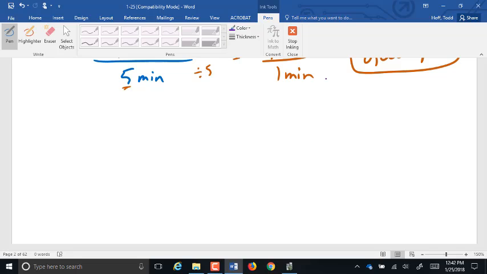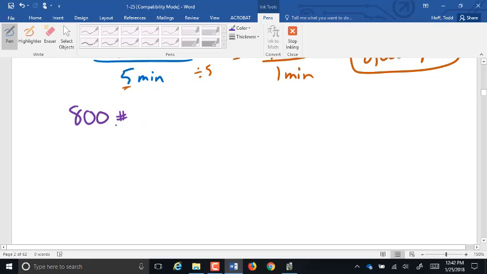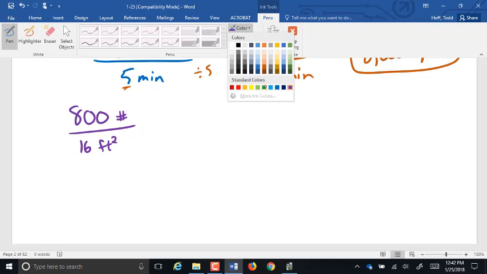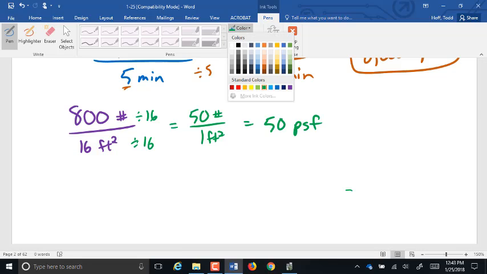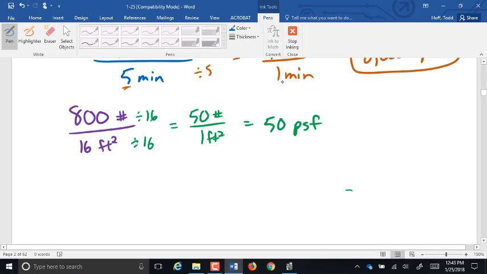You worry about things like you might have 800 pounds spread out over 16 square feet. Now, of course, we're going to divide by the 16. 800 pounds divided by 16 is 50 pounds. 16 square feet divided by 16 is 1 square foot. So that is 50 pounds per square foot, or PSF. Look familiar?